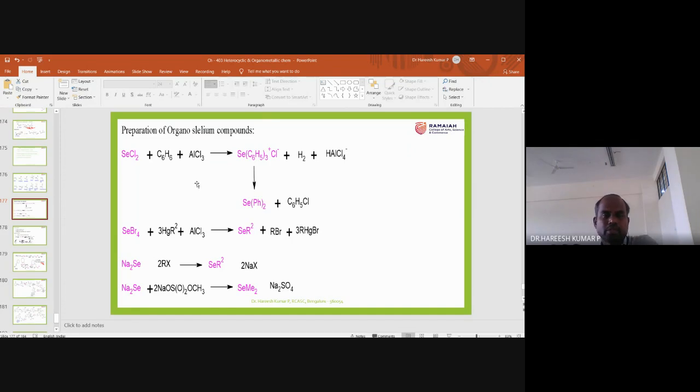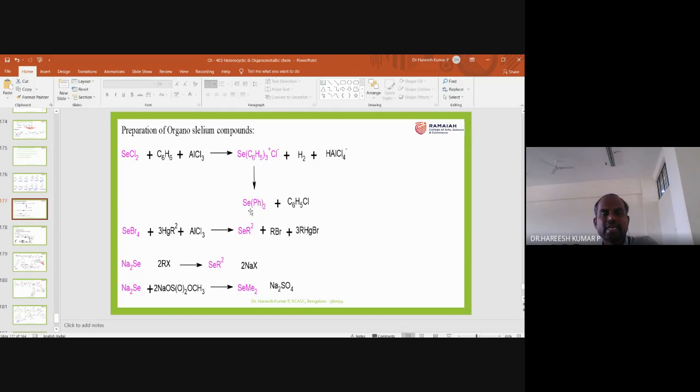Right. So what is happening here? Maybe if you want to write directly from the reactants to this product, no problem, you can write. So diphenyl selenide is prepared by the reaction of selenium chloride and benzene in presence of aluminum chloride. Selenium chloride on treatment with benzene in presence of aluminum chloride gives diphenyl selenide.